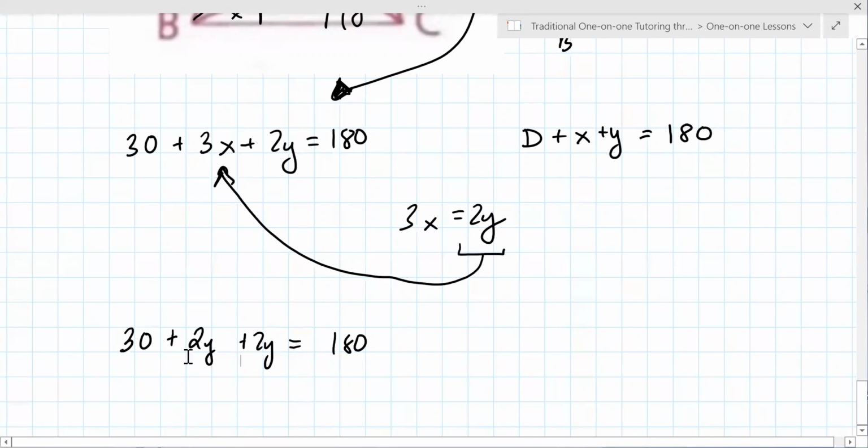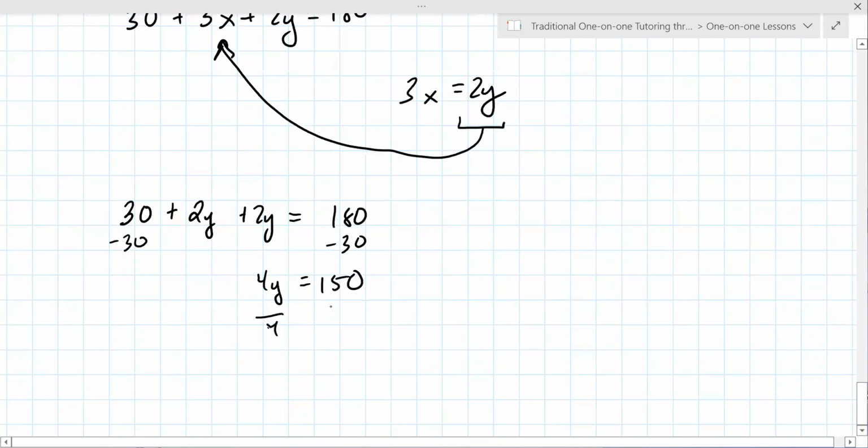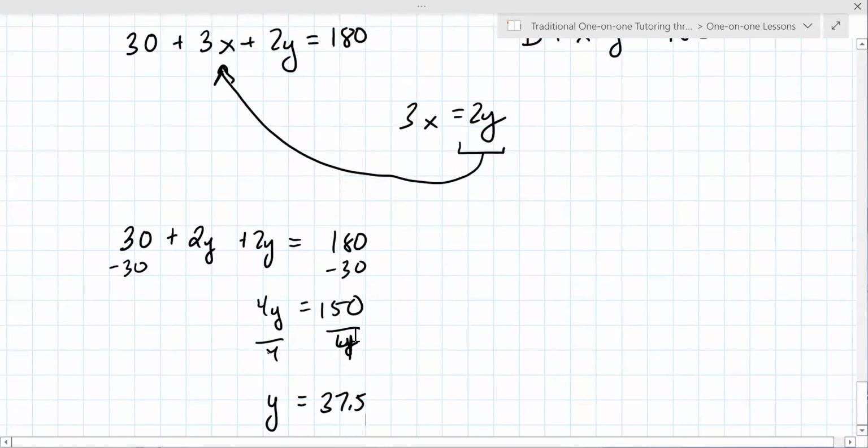Okay, so notice we're down to one variable. If you subtract the 30 from both sides and combine the y's, you have 4y equals 150. Divide by 4. So y equals 37.5. You're like, oh, that doesn't feel very good. Yeah, you're right, it really is not.